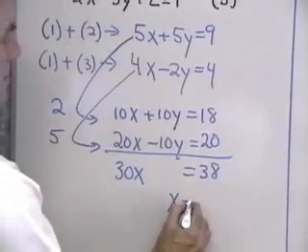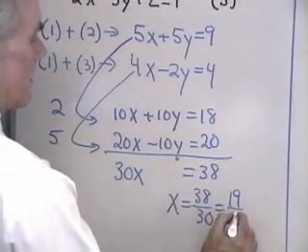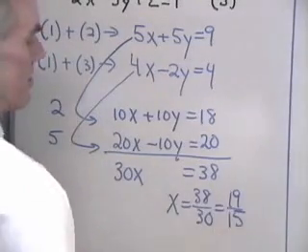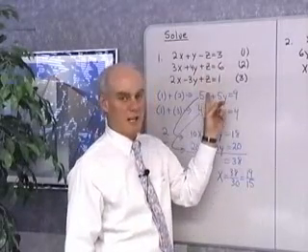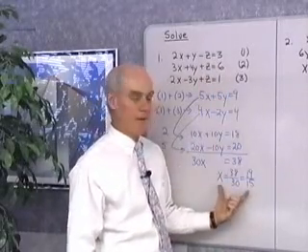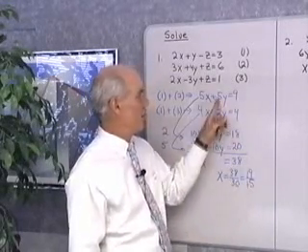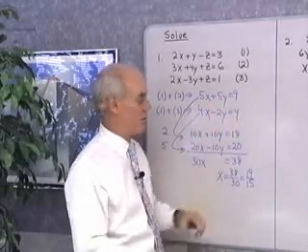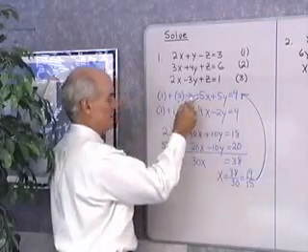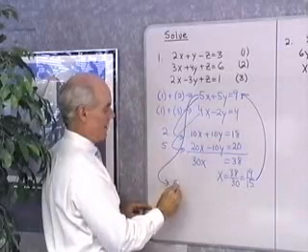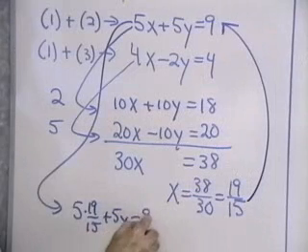So I end up with x is equal to 38 divided by 30, which is 19 over 15. If I reduce this fraction to the lowest terms, I have 19 over 15. So this is the x-coordinate of the ordered triple that satisfies all 3 of the equations. Now, I need to find the y-coordinate and also the z-coordinate. So I can substitute x equal 19/15 back into any one of these equations and solve for the corresponding value of y. So let's take 19/15, put it back into this equation, and that will give us 5 times 19/15 plus 5y is equal to 9.